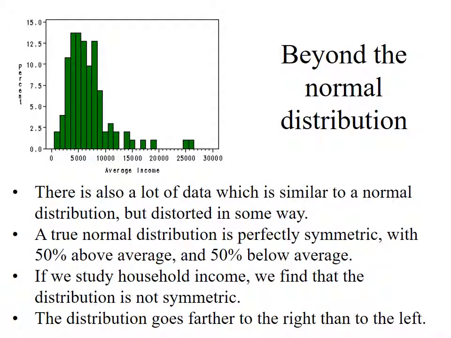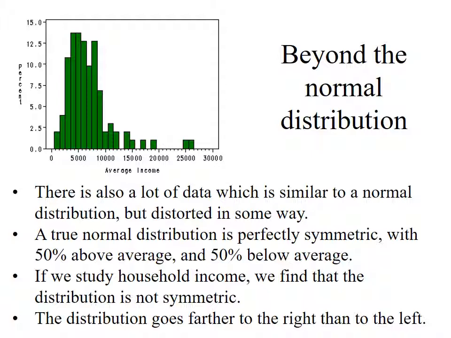Now, the normal distribution, I don't want you to start thinking that everything is the normal distribution. It is common. We find it lots and lots of places, at least approximately, but there's also a lot of data out there which is not normally distributed. So I don't want you to expect that all data is forever and at all times normally distributed. That would be too much of an error. A true normal distribution is perfectly symmetric: 50% above average, 50% below average.